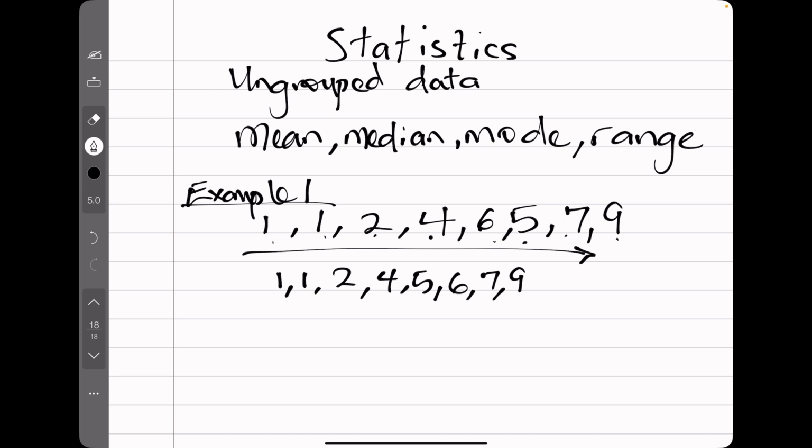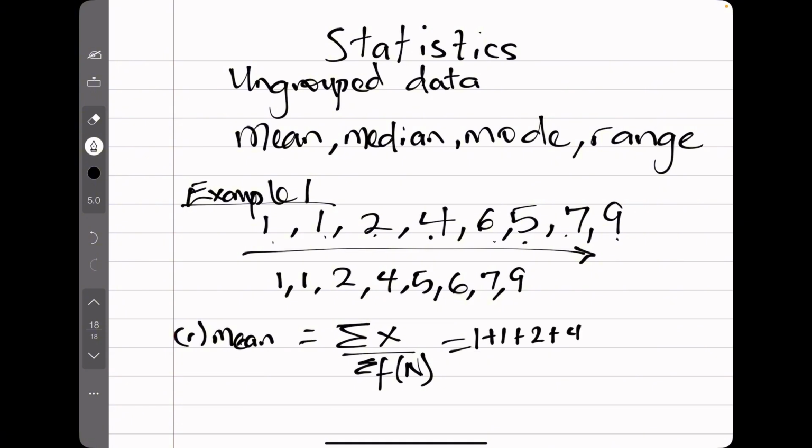So the first thing, number 1, we'll be calculating the mean of this data. How do we calculate the mean? The formula is summation x over summation f in grouped data. But since we are dealing with ungrouped data, the summation f is replaced with n, the number of values you have. And summation x is going to be 1 plus 1 plus 2 plus 4 plus 5 plus 6 plus 7 plus 9.